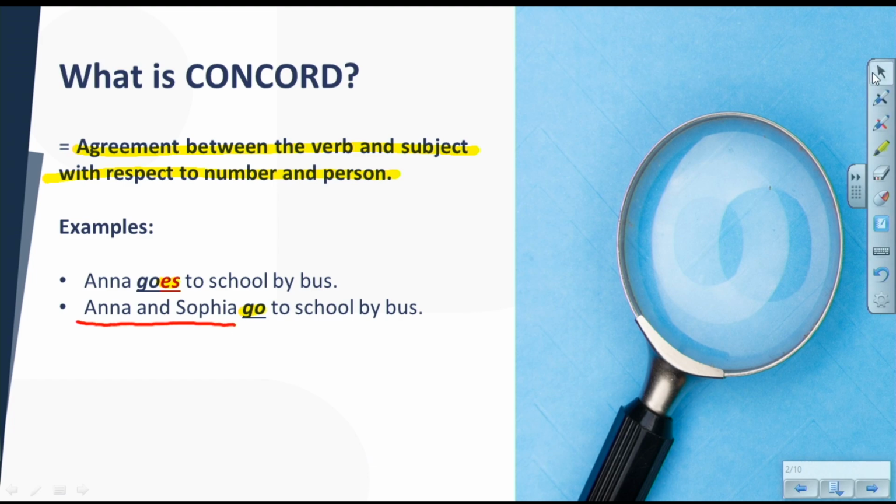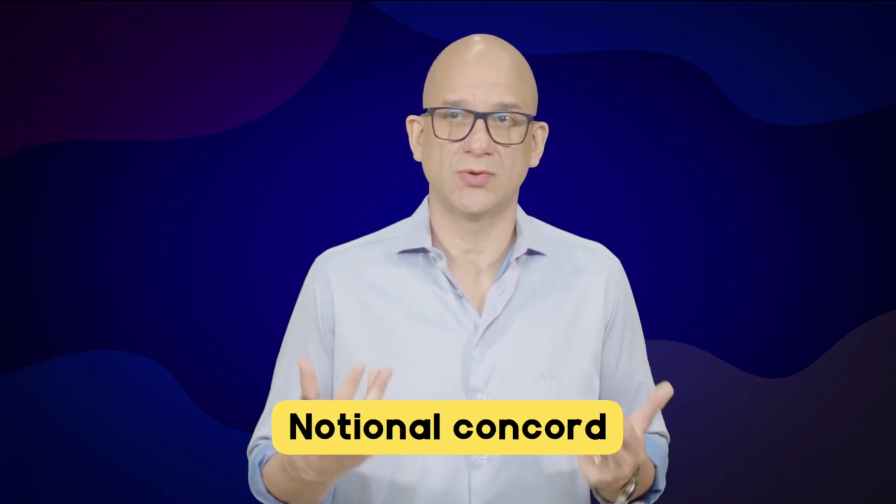Well, we have also two possible ideas when we talk about concord. I may have the subject-verb agreement in terms of semantics, or I may also have the subject-verb agreement depending on the type of noun that is closer to the verb. The first idea, when I talk about the agreement between the subject and the verb in terms of semantics, is what we classify as notional concord.